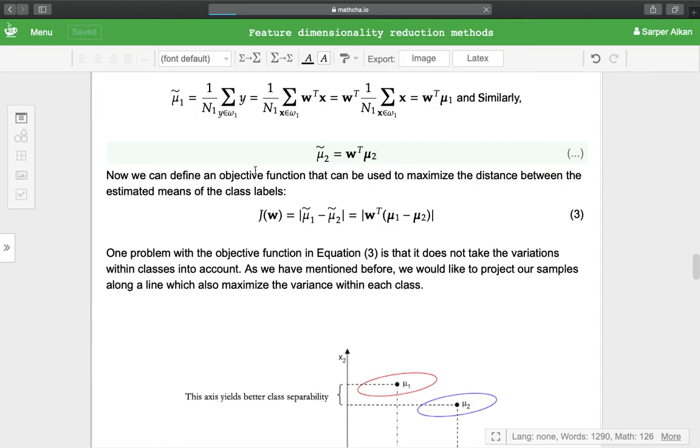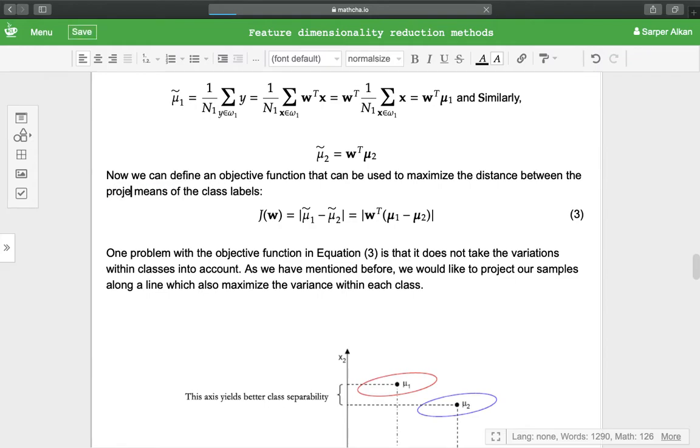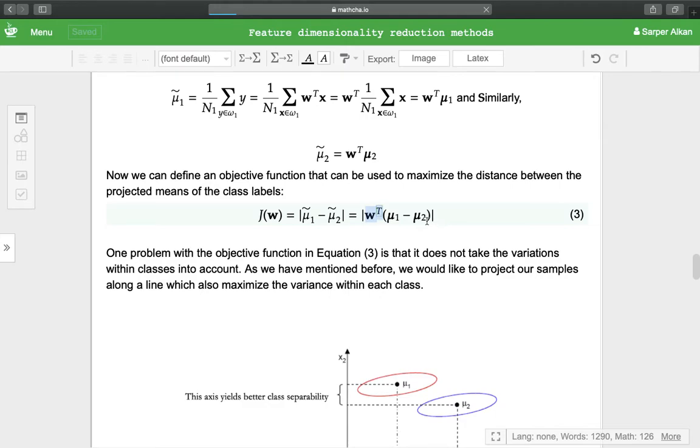Now, we can define an objective function that can be used to maximize the distance between the projected means of the class labels. So if we take the difference between these projected means and try to maximize it, we can have an objective function. That's equal to w transpose times mu1 minus mu2, since we have them here.